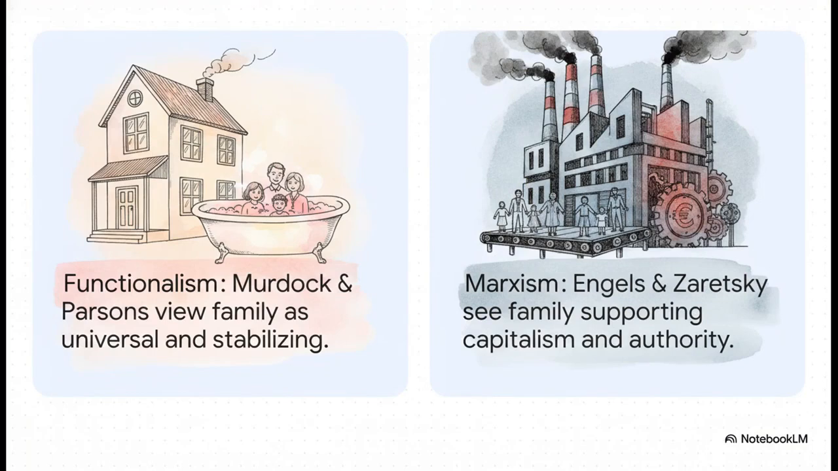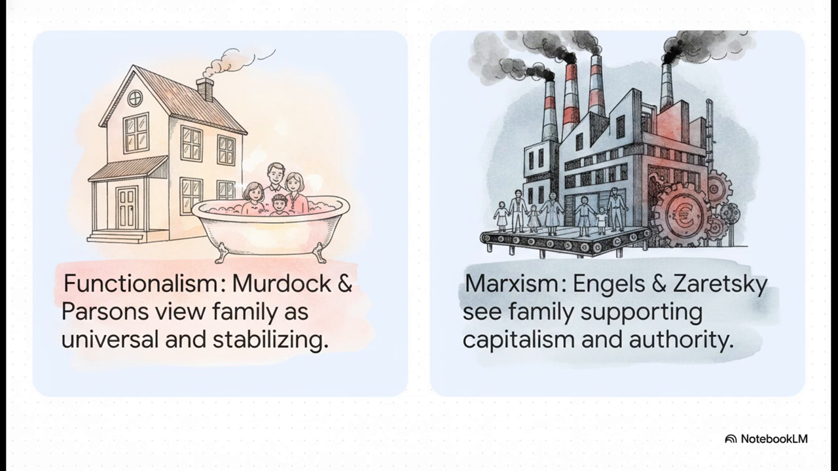You've got functionalism offering this very rose-tinted view of the family. You absolutely need to know Murdock, who argued the nuclear family is universal and does 4 totally vital things: sexual, economic, reproduction, and education. And then there's Parsons, right? He narrowed it down for industrial society to just the primary socialization of children and the stabilization of adult personalities. You know, that famous warm bath theory.